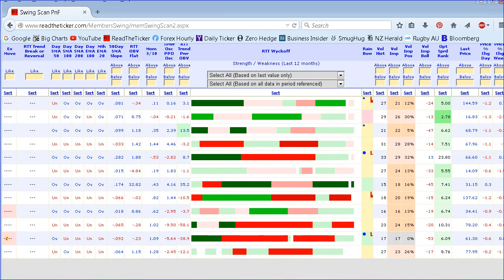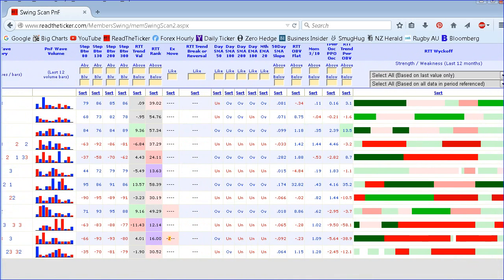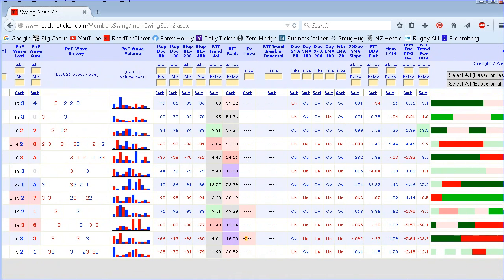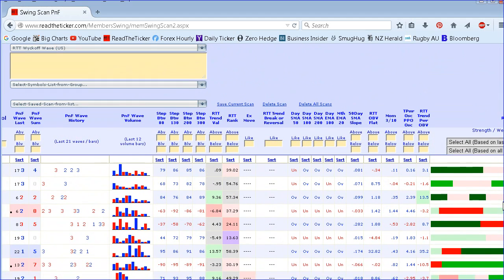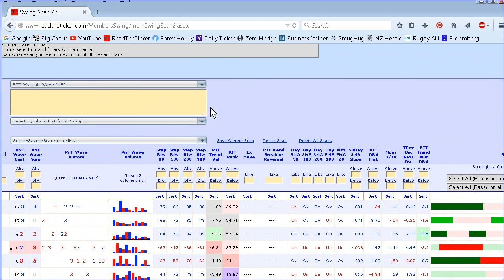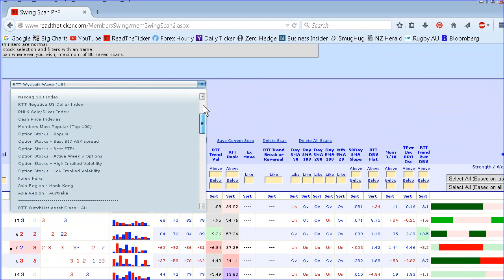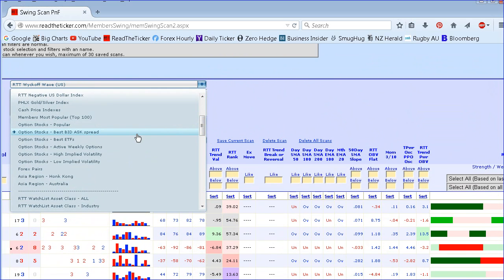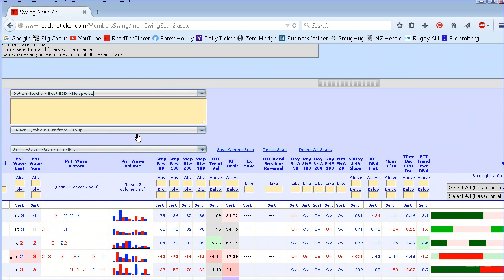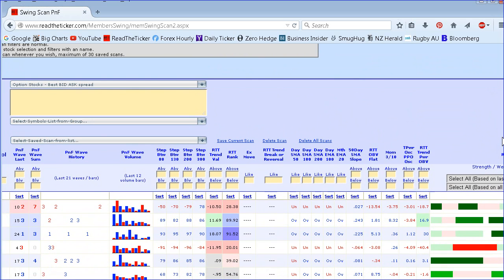What we want to do is find patterns or price action where it's gone a bit dull with some sort of consolidation. So I'm going to choose a range of bid and ask. Let's say we want the best option stocks. These best option stocks have a tight bid and ask. That's why I've got to scan for the best bid and ask spread.